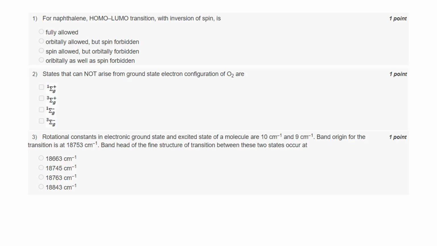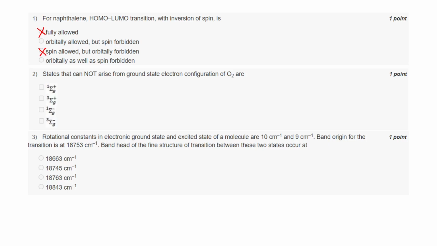HOMO to LUMO transition. So which one of them is going to be correct? If there is a change in the spin state, inversion of spin, then that is not fully allowed, right? It is spin forbidden. Simple. The second option is orbitally allowed but spin forbidden. Then the third option is spin allowed but orbitally forbidden. It is not spin allowed. So the first and the second are cut, not first two, first and the third. What about orbitally as well as spin forbidden?